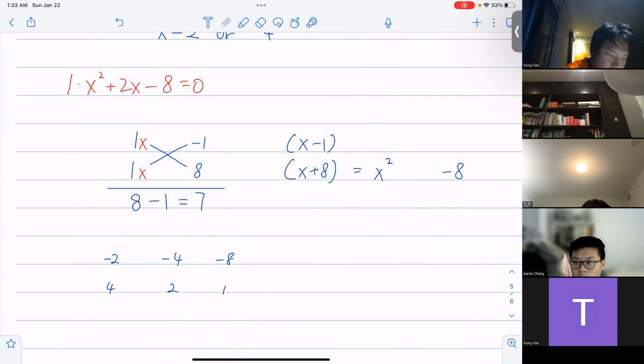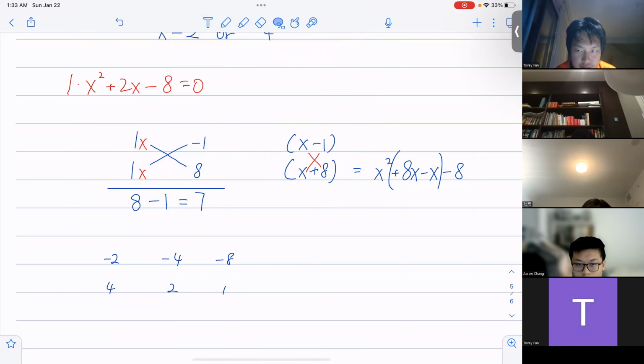And then what do we do? We cross multiply and add. We cross multiply, we have 8x. And then x times -1, we have minus x. You see the middle part? The middle part is produced by adding the cross products here. x times 8, that's 8x, and x times -1, that's -x. That's why you have a 7x here, and the 7x is represented by this 7.